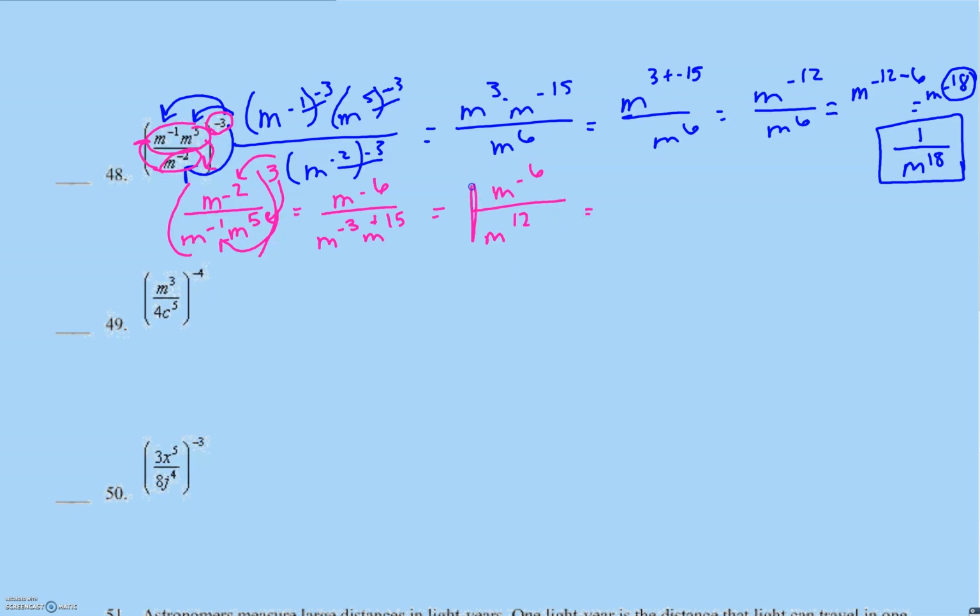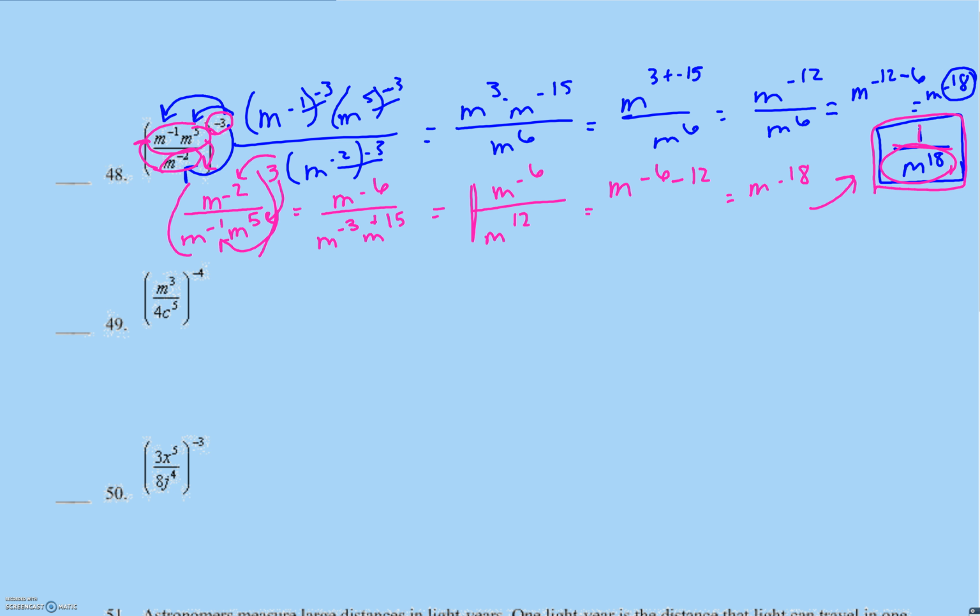Dividing powers, same base here. So what I do is I subtract my exponents. Negative 6 minus 12 gives me m to the negative 18th power, which again, I move to the denominator, make positive, and put a 1 in my numerator. So I'd still have the same 1 over m to the 18th power. So it does not matter which one you do first, whether you distribute your exponent or you make it positive first. Does not matter. Same thing here in 49.